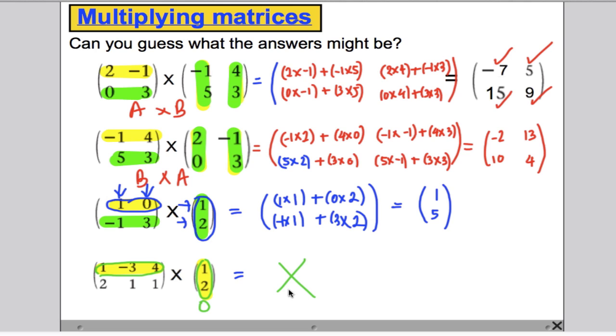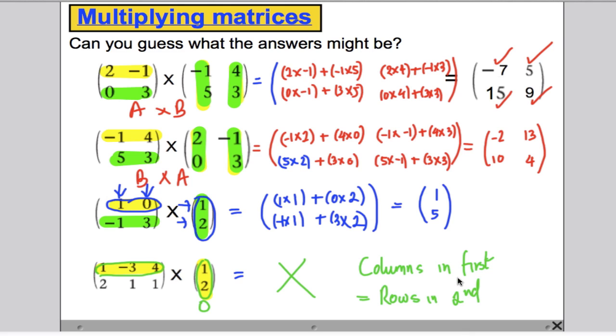It's not possible. The only way I can do a matrix multiplication is if the number of columns in the first matrix equals the number of rows in the second. That's the only way I'm able to do that.